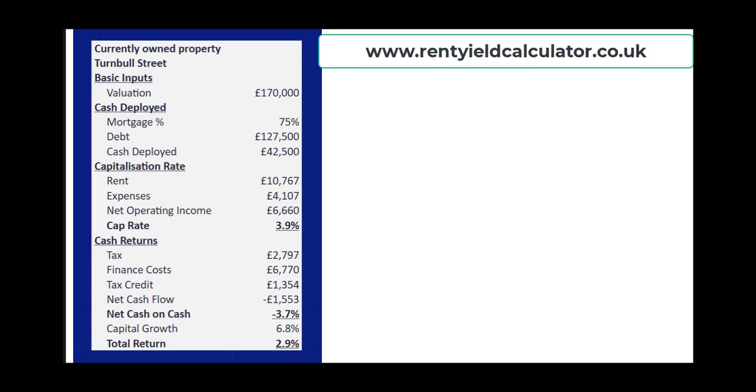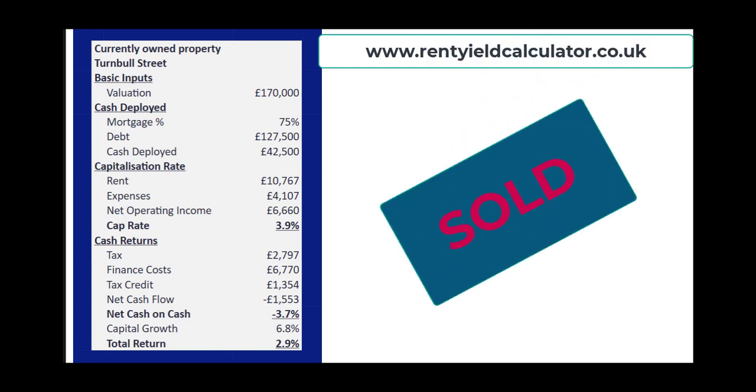We can see from the summary that we have a net cash on cash return of minus 3.7%. This is a pretty poor rate of return and is only bailed out by capital growth, which takes us up to a positive return of 2.9%. But that is based on a 5% per annum capital growth for the next 10 years. So when this comes to refinancing in November 2024, I will be looking at selling.